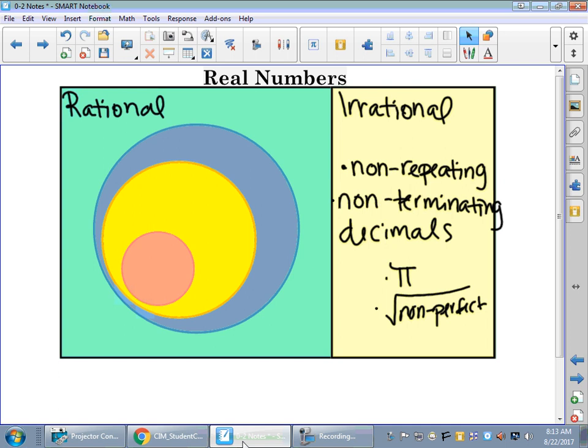Your rationals then are broken into subsets. So let's go with the littlest one first. Here are your natural numbers. Within your natural numbers, you have 1, 2, 3, and so on.